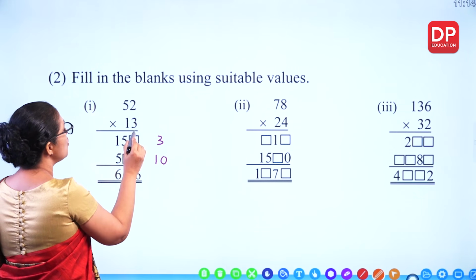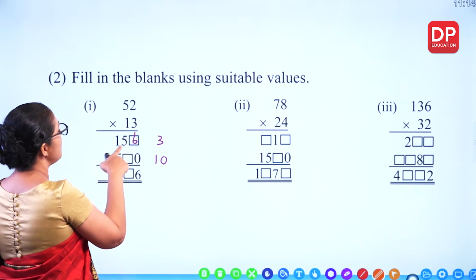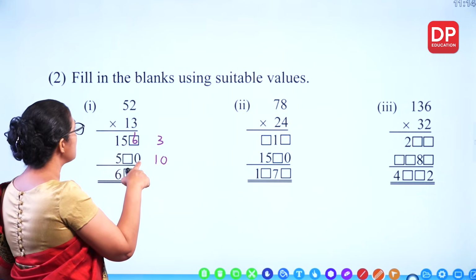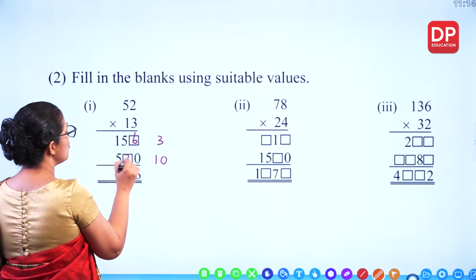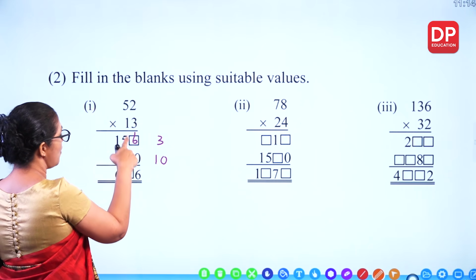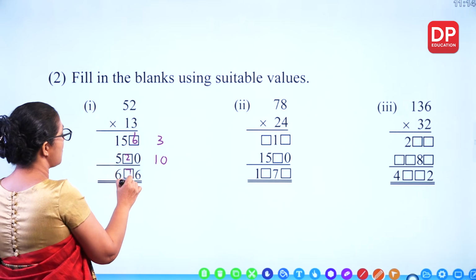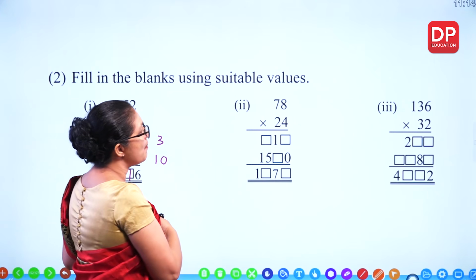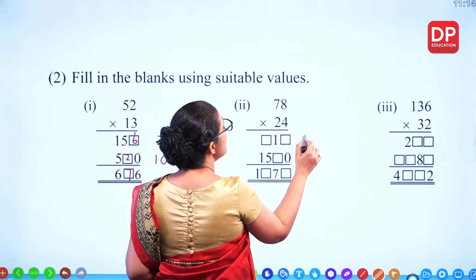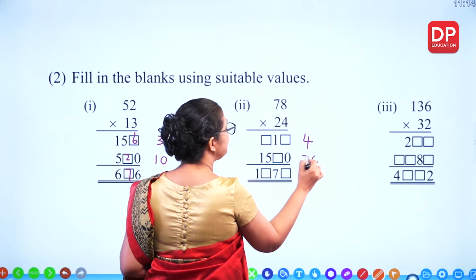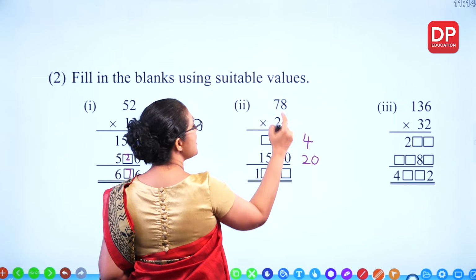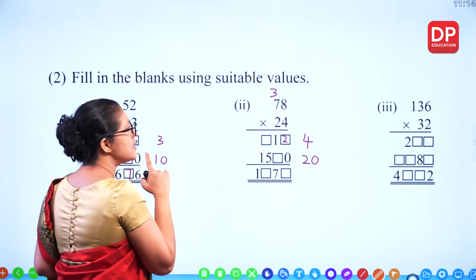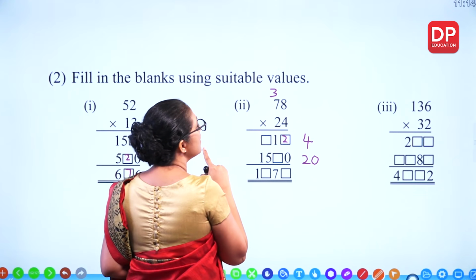3 times 2, 6 and 3 times 5, 15. Multiply by 10 means put a 0 and multiply by 1. 1 times 2, 2. 1 times 5, 5. Now add it. 6, 7, 6. Here multiply by 24 means 4 and 20. 4 times 8, 32. 3 remaining. 4 times 7, 28 plus 3, 31.